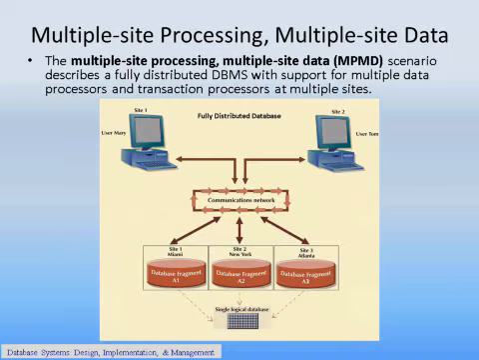Depending on the level of support for various types of databases, DBMS are classified as either homogeneous or heterogeneous. Homogeneous DBMSs integrate multiple instances of the same DBMS over a network. For example, multiple instances of Oracle 11g running on different platforms.